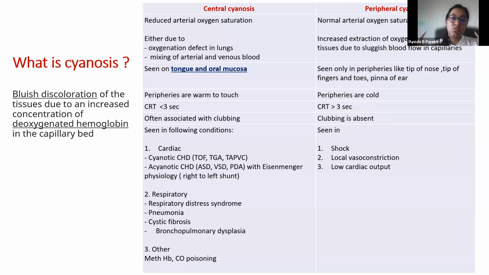So the same VSD which was initially shunting left to right now becomes right to left, and that results in cyanosis. So that is what is called an acyanotic CHD with isomangarization or reversal of shunt.